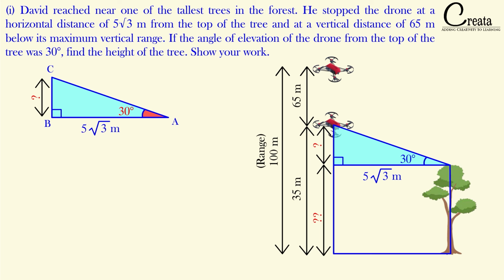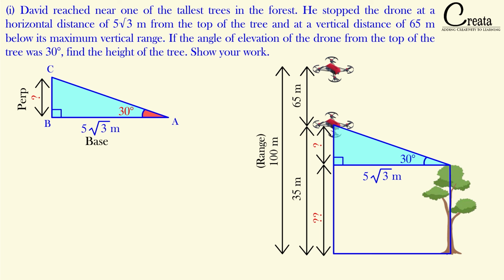Firstly, perpendicular. Perpendicular is the side which is opposite to the trigonometric angle. So this side is the perpendicular. And base. Base is the side which is between the 90 degree angle and the trigonometric angle. So this side is the base for this triangle. And the base of this triangle, we know, is given as 5 root 3 meters.